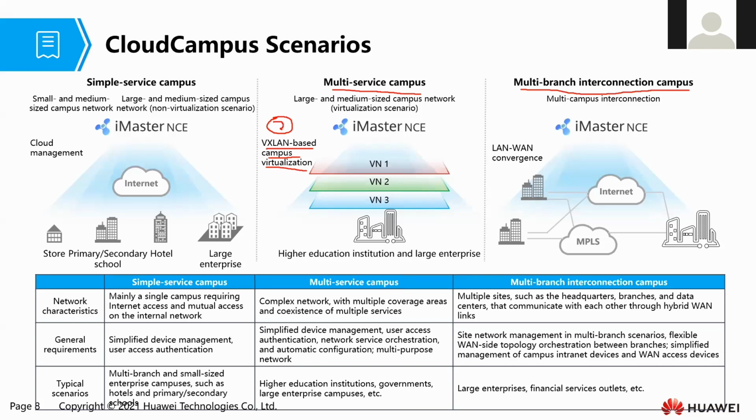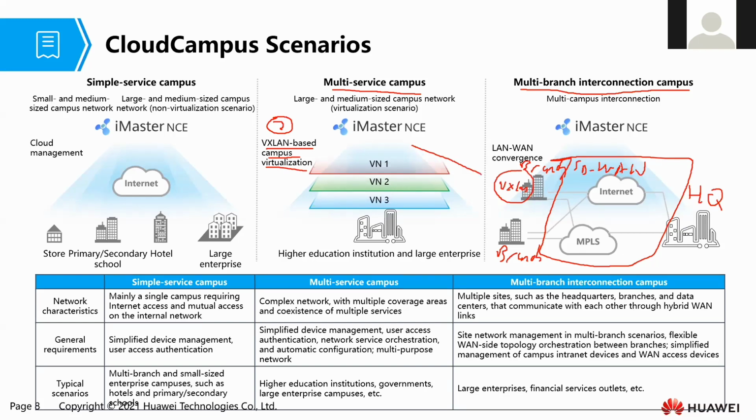Now there is the third scenario that we have, which is the multi-branch interconnection campus. In this case, we usually have the HQ and some branch networks. Between the HQ and the branches, traffic goes through the WAN network using SD-WAN. And behind all the branches, we have the VXLAN network, which is this one here.